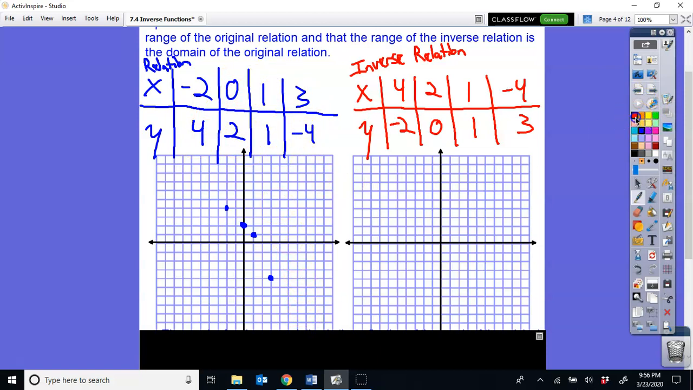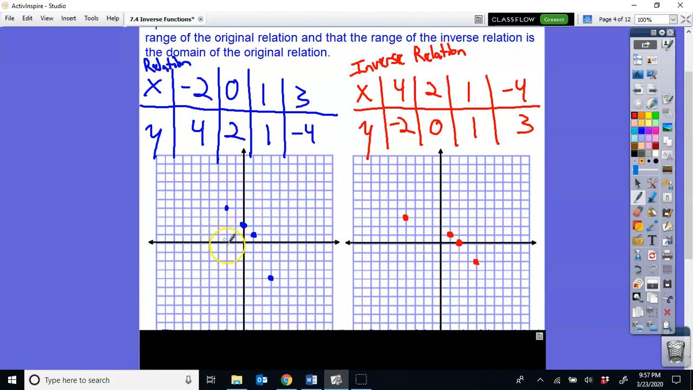Now let's go over here and let's graph our inverse. So our inverse is 4, -2, 2, 0, 1, 1. Notice something about that point there. That's important to notice. The x and the y have been switched from the original, but they're the same, aren't they? And -4, 3. Now, does anybody notice anything about these two graphs? It's probably kind of hard to tell from here.